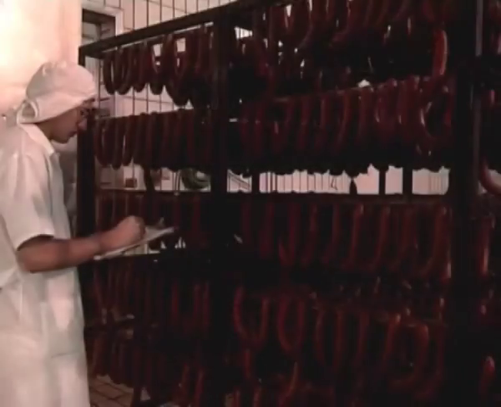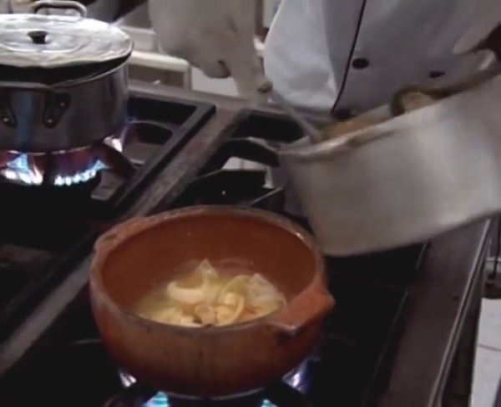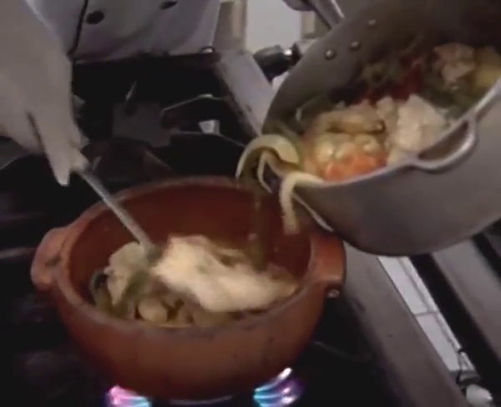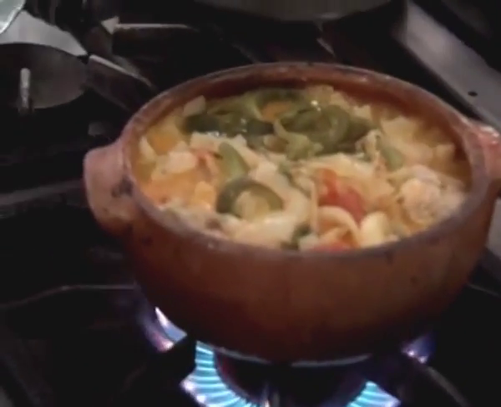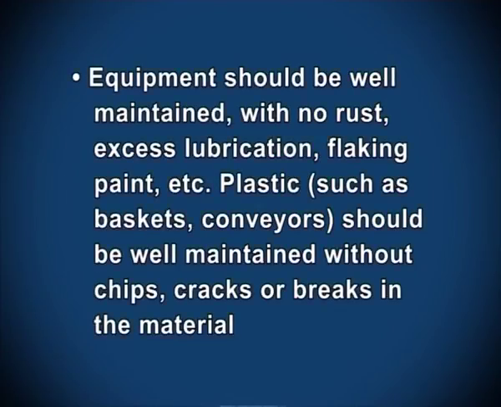Equipment. All food contact surfaces should be made of non-toxic materials appropriate to their use, resistant to deterioration by cleaning and sanitizing agents, and materials that can be easily cleaned and maintained. Equipment and utensils should be designed so as to provide access for cleaning and be cleanable. Equipment should be well maintained with no rust, excess lubrication, flaking paint, etc. Plastics such as baskets and conveyors should be well maintained without chips, cracks or breaks in the material.